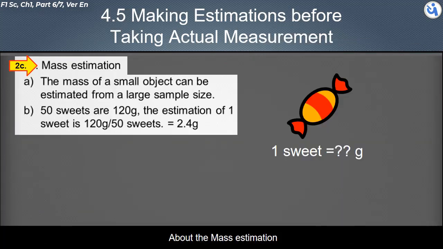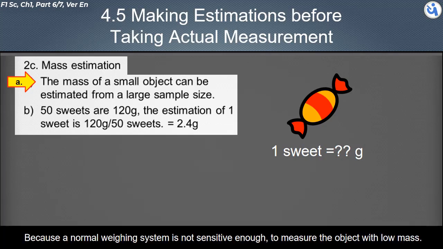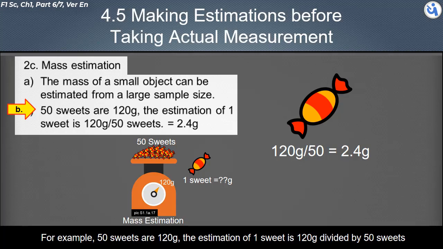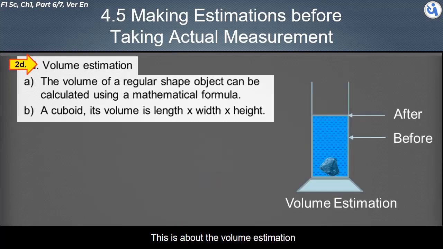About the mass estimation. The mass of a small object can be estimated from a large sample size, as a small object cannot be measured by using a normal weighing system, because a normal weighing system is not sensitive enough to measure an object with low mass. For example, 50 sweets are 120 gram, so the estimation of one sweet is 120 gram divided by 50 sweets, which is 2.4 gram.